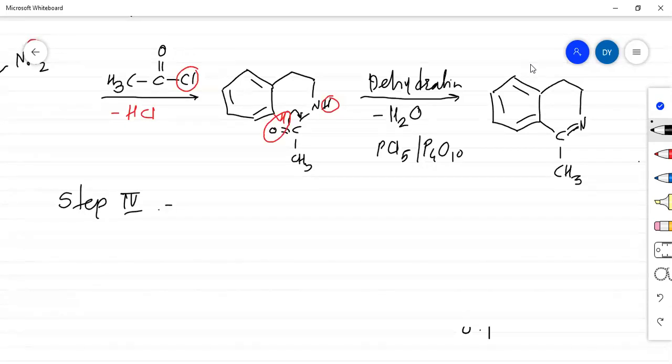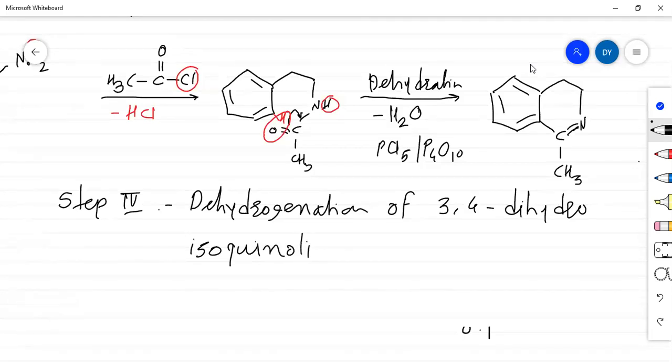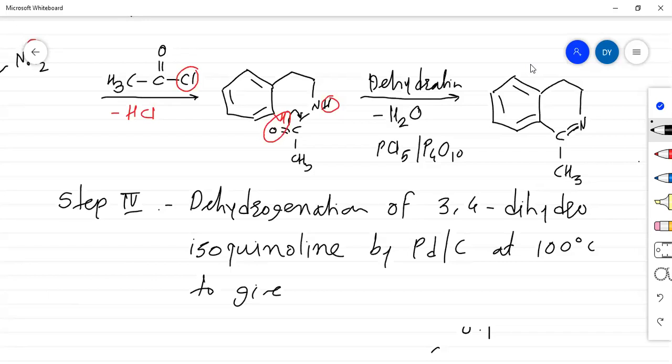Now step number 4. Step number 4 is dehydrogenation of 3,4-dihydroisoquinoline by palladium in presence of copper at 100 degrees Celsius to give 1-methylisoquinoline.